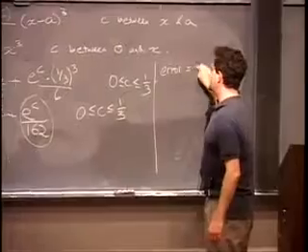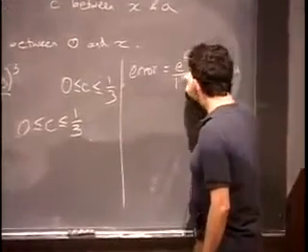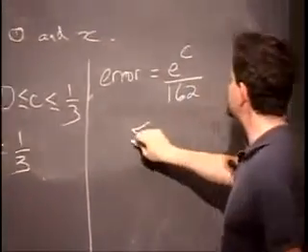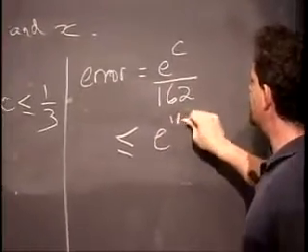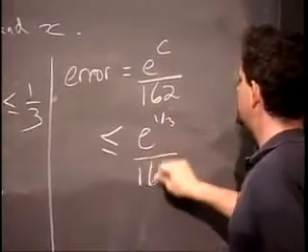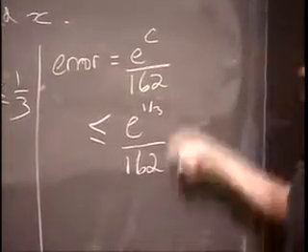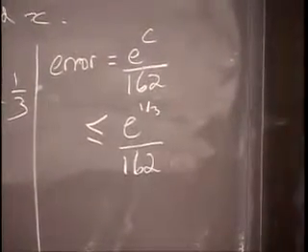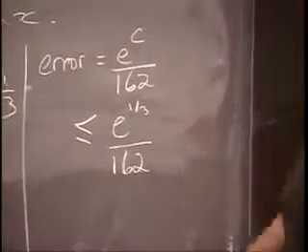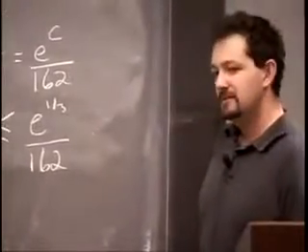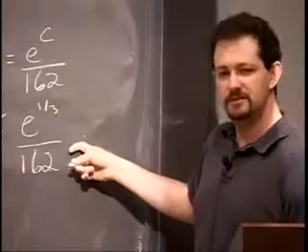Error is e to the c over 162. And the biggest this could be is e to the 1/3 over 162, because e to the c is increasing in c, and c is at most a third. Problem is, we don't know what this is.